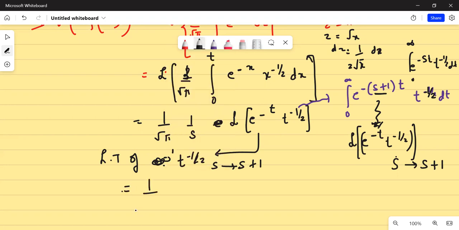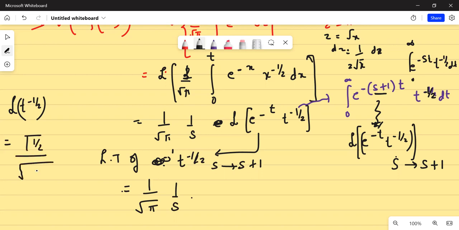So this will be equal to 1 upon root over pi, 1 upon s. And what is the Laplace transform of t to the power minus half? If you look carefully, it is equal to gamma half upon root over s. So gamma half, which is root pi, upon root over s. And instead of s, you have to write s plus 1. Why do you have to replace s by s plus 1? Remember, the Laplace transform of e to the power minus t, t to the power minus half is equal to the integral from 0 to infinity of e to the power minus (s plus 1) t, t to the power minus half dt.